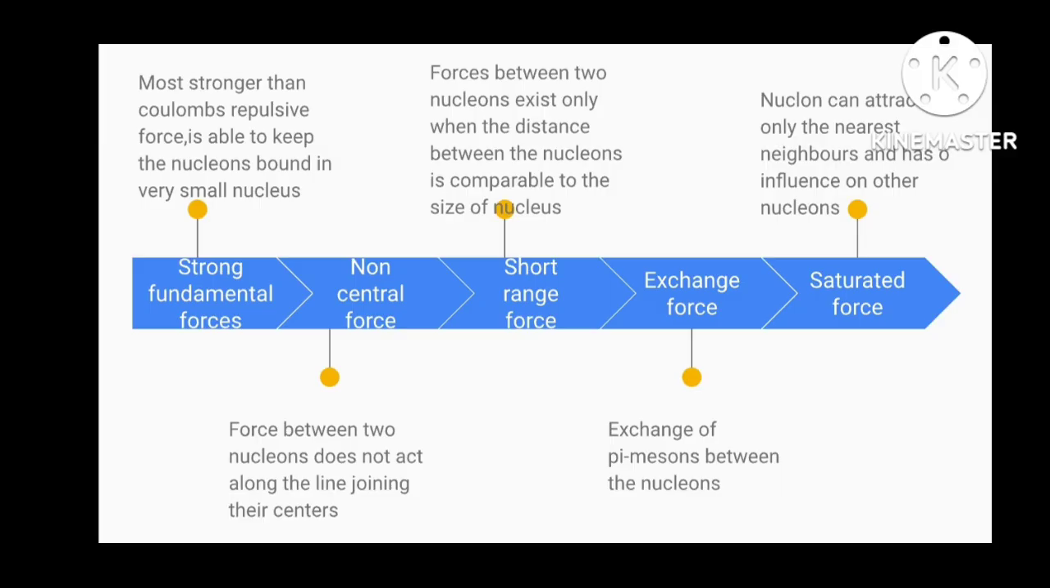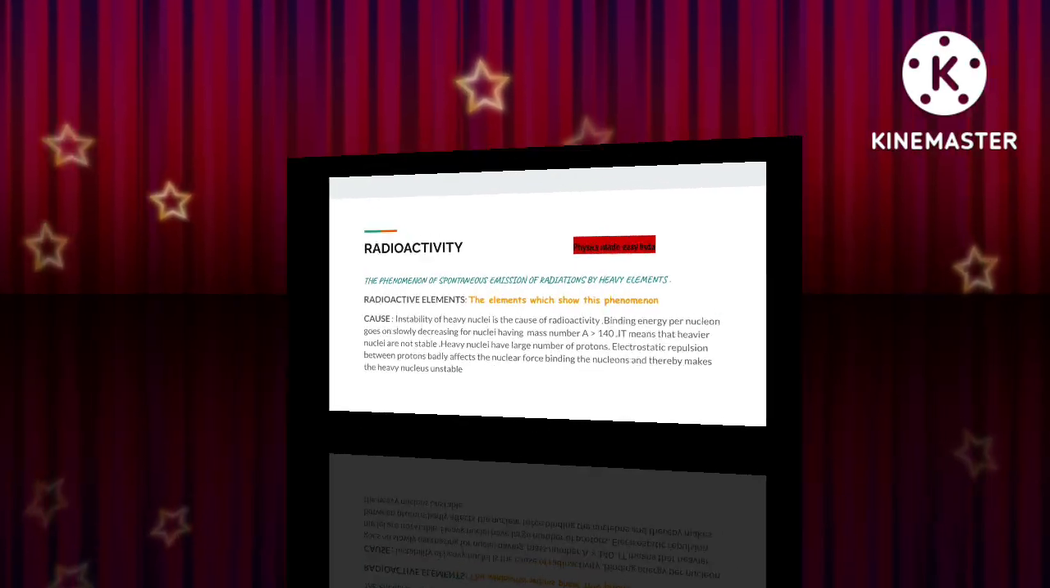Nuclear force is also a saturated force. Nuclear force quickly becomes zero when the distance between two nucleons is just about 3 fm. Thus, a nucleon can attract only its nearest neighbors and it has no influence on the other nucleons.